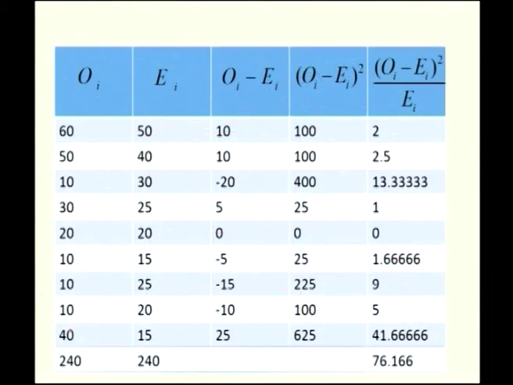Now, listing out these values in the tabular column, this is the OI values given in the question and the corresponding EI values which you have calculated. So, OI minus EI is calculated, then OI minus EI whole square is calculated, then OI minus EI the whole square divided by EI is then calculated. Okay. The summation OI is equal to summation EI, and the total of summation OI minus EI whole square divided by EI gives you 76.166.